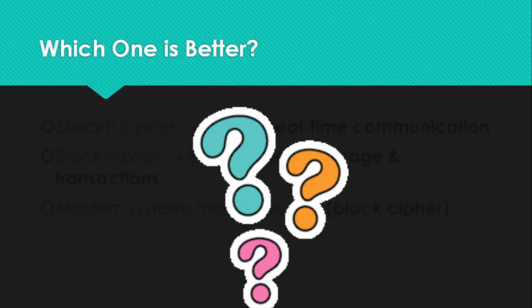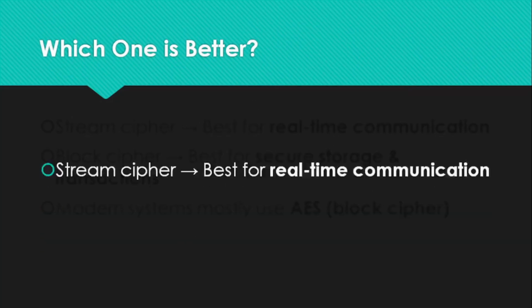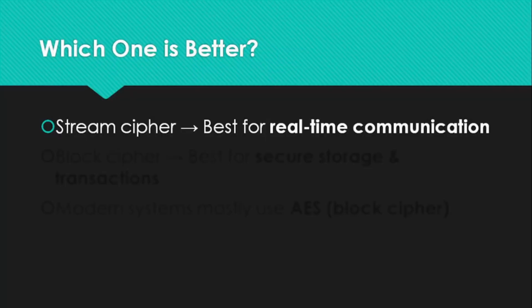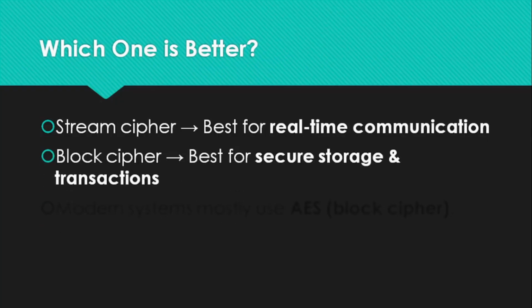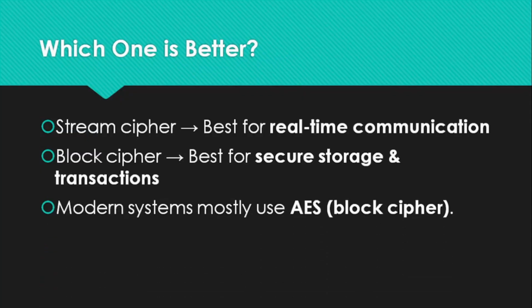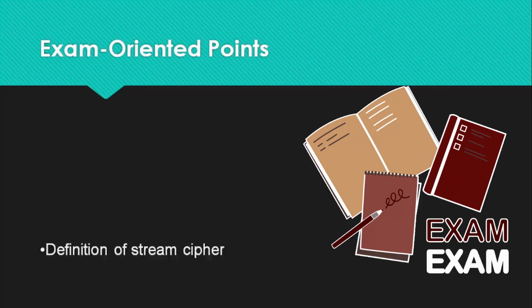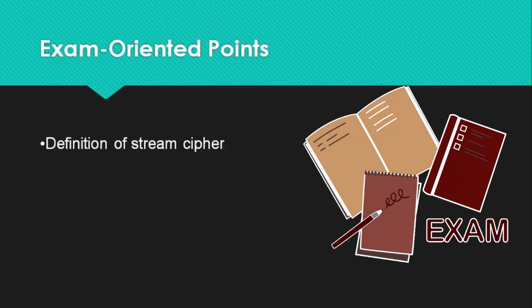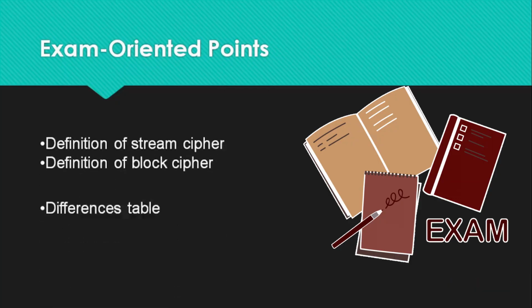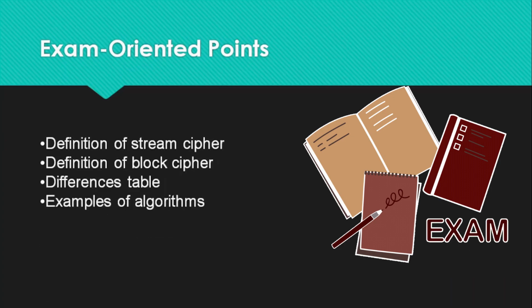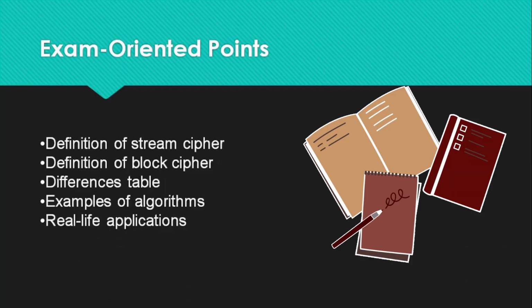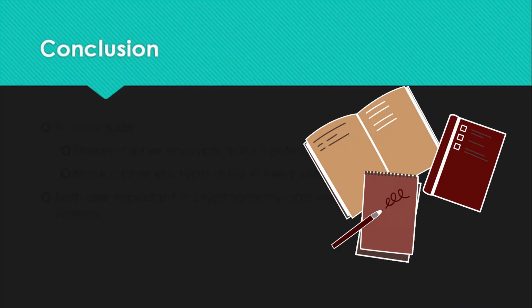So the question is, which one is better? The answer depends on the application. Stream ciphers are best for real-time data transmission, while block ciphers are preferred for applications that require higher security. In modern systems, AES, which is a block cipher, is used very extensively. From the exam point of view, you should remember the definitions of stream cipher and block cipher, their differences, examples such as RC4 and DES, and their real life applications.